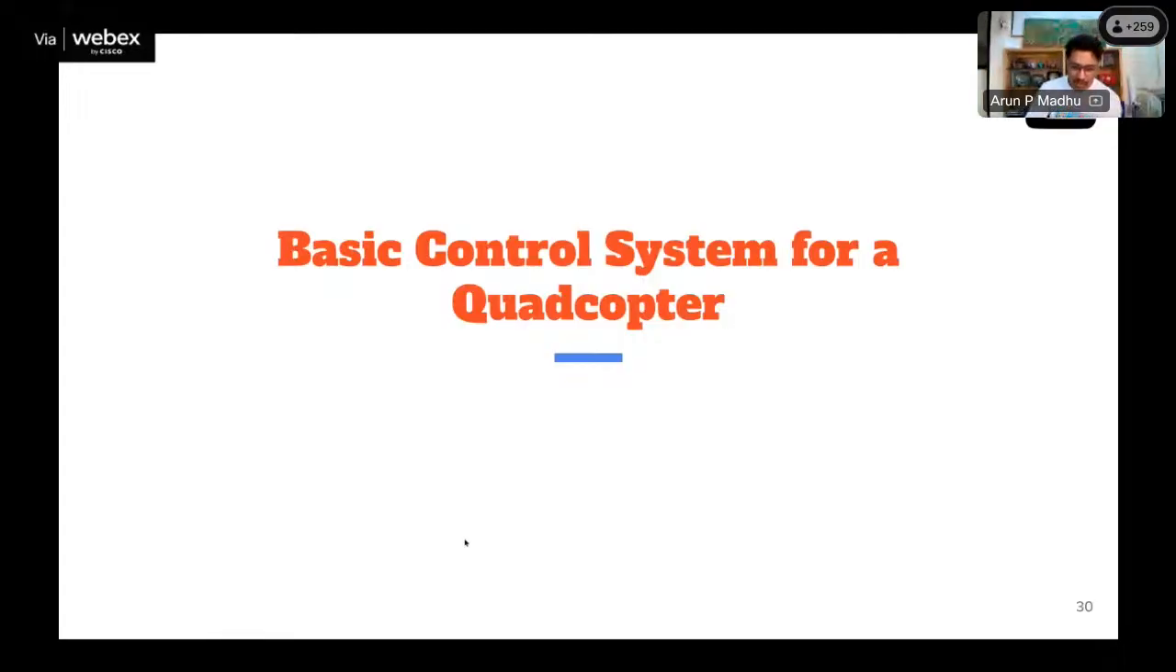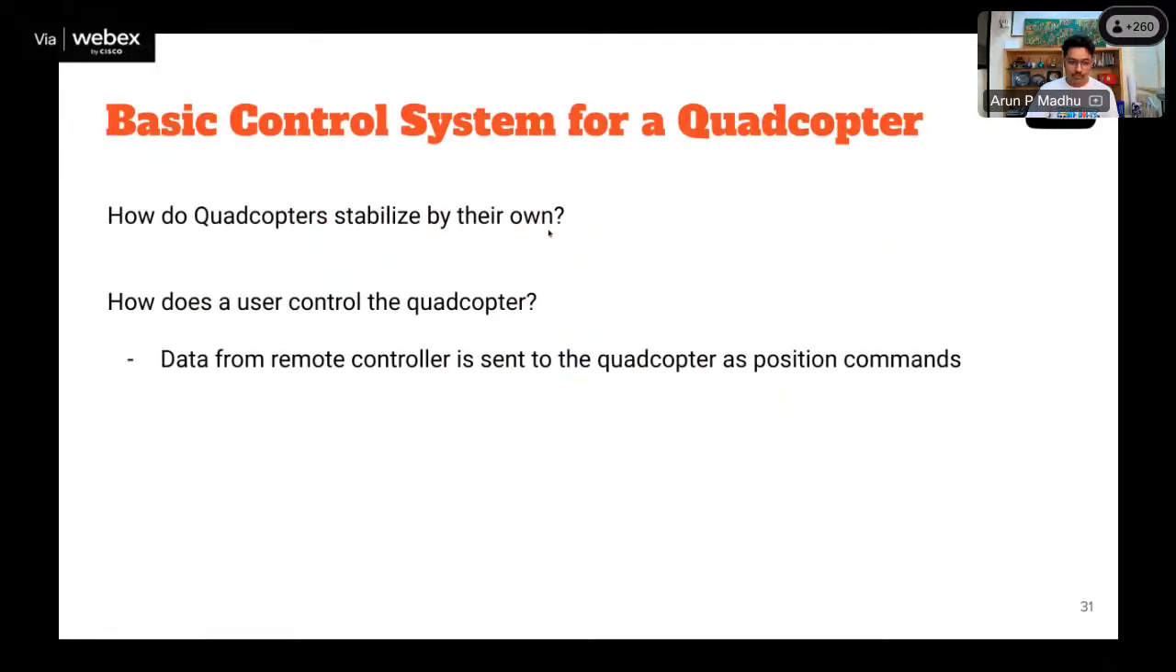Now this is something a little bit not introductory, it's a little bit advanced, but still we can go through it. Here we will be discussing the basic control system for a quadcopter. So how do quadcopters stabilize on their own? One thing is the user controls a quadcopter. We give data from a remote, the remote controller I showed earlier. Data from the remote controller we send to the quadcopter through the receiver, given as position commands.